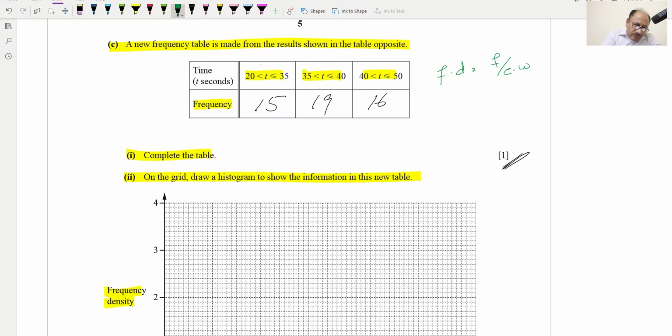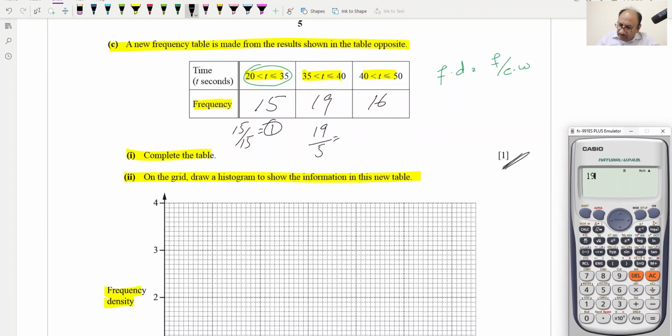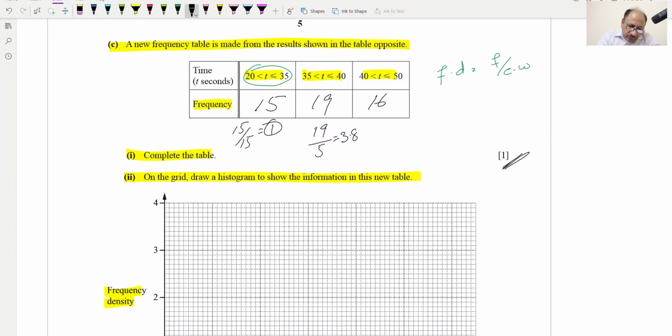For the first one, if we calculate, 35 minus 20 will be 15. So frequency density for this will be 15 divided by 15, which is equal to 1. For the second one it will be 19 divided by the class width, and class width is 5. So 19 divided by 5 will be 3.8. So this value will be 3.8.